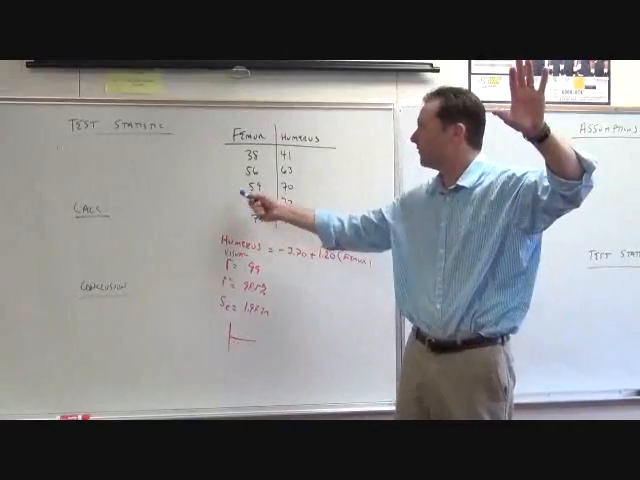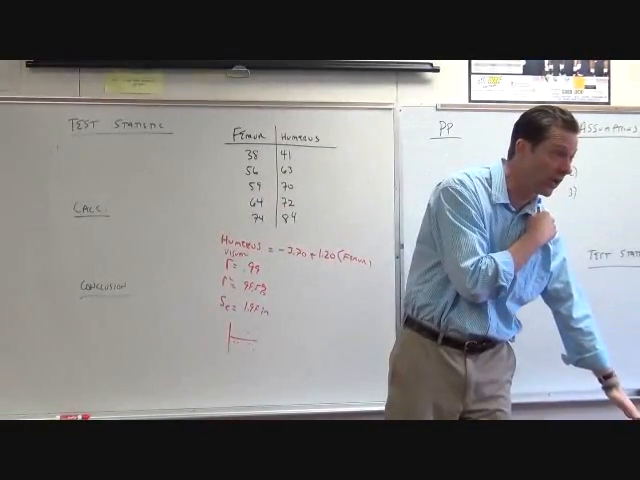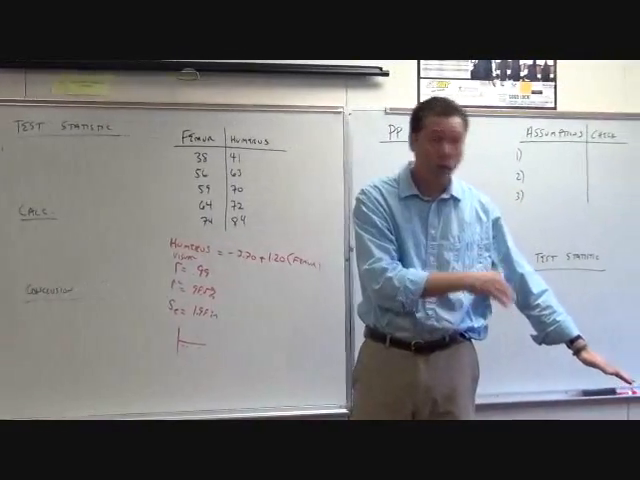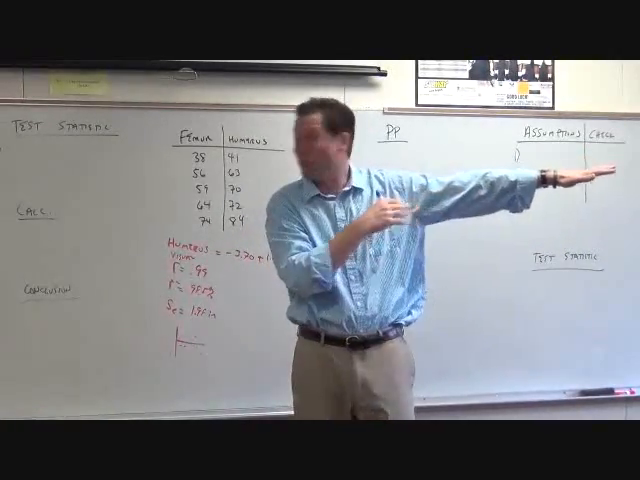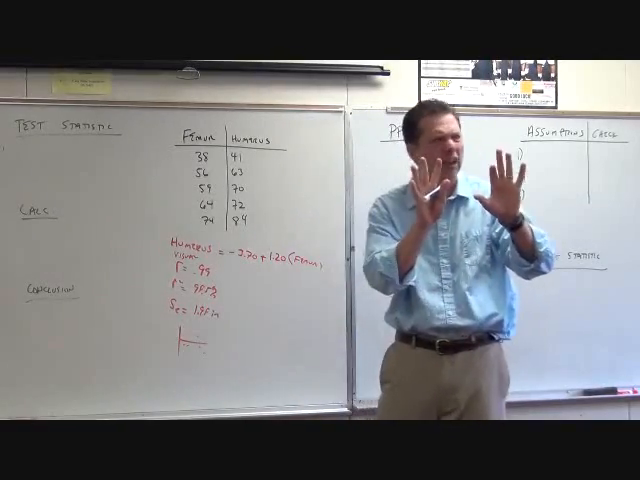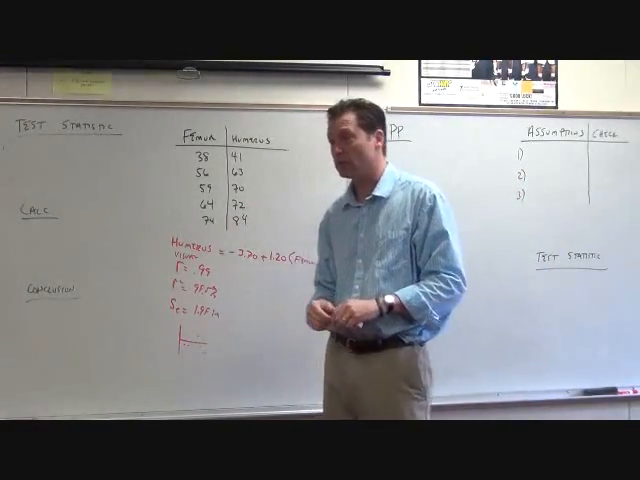In other words, as the femur gets bigger, does the humerus get bigger? Or might there be a negative association? As the femur gets bigger, the humerus will get smaller. Or maybe no association at all, in which case, no matter what happens with the femur, the humerus is going to stay exactly the same. So we looked at that visually. I think we saw some positive association. We thought that a line might be a decent choice.